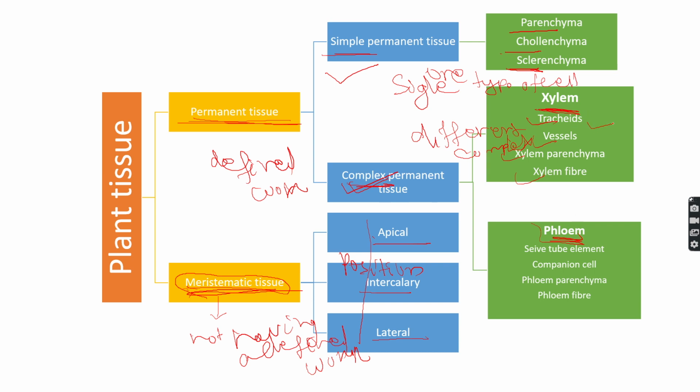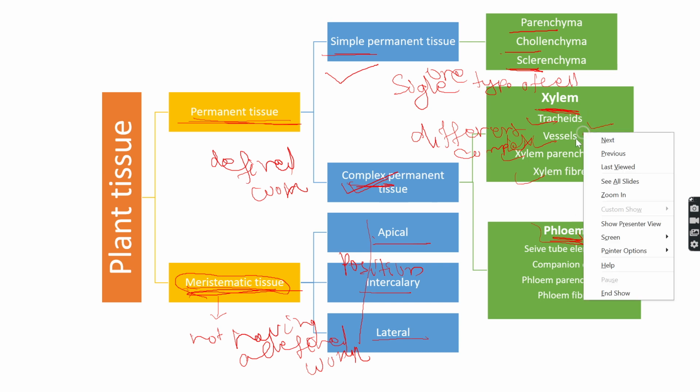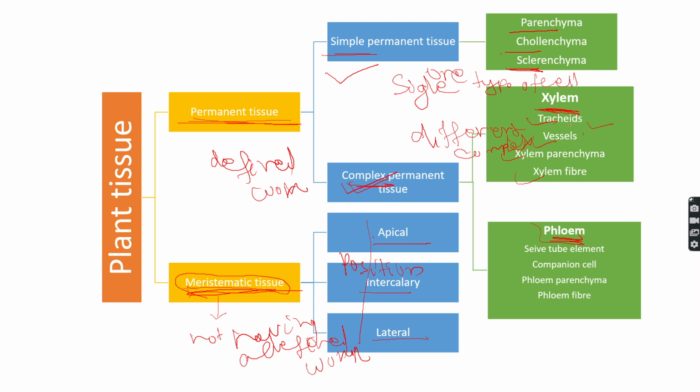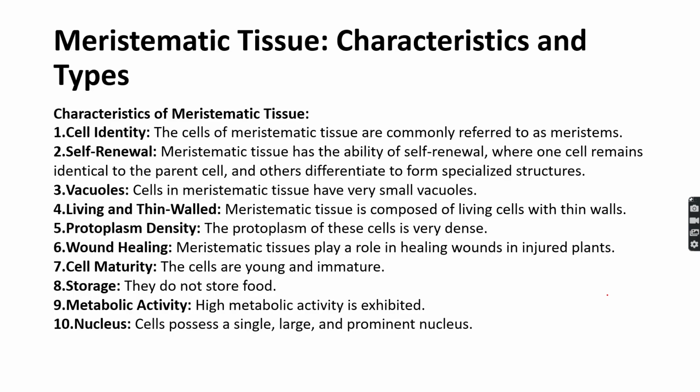So xylem tissue, as I told, has different types of cells. There are four types of cells in xylem tissue: tracheid, vessel, xylem parenchyma, and xylem fiber. Similarly, phloem also has four types of cells: sieve tube element, companion cell, phloem parenchyma, and phloem fiber.